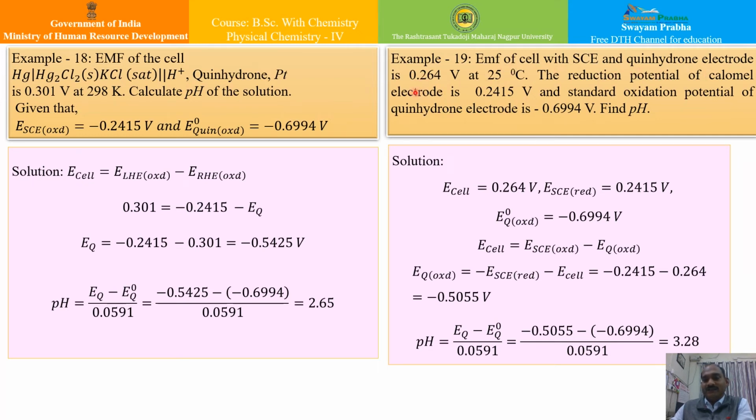If the EMF is given as 0.264 volt at 25 degrees, the reduction potential of the calomel electrode is given by this, and the standard oxidation potential of quinhydrone is given by this. Find the pH. This is a simple numerical. I can substitute all the values of EMF which are given here. I know the formula for pH. I can determine the value of E_Q using this expression, and once I determine this value, I know the standard value of E_Q for the quinhydrone electrode. Both values can be substituted here, and I can find out the value of pH. So these are a few simple applications of the concept of EMF for the determination of pH.